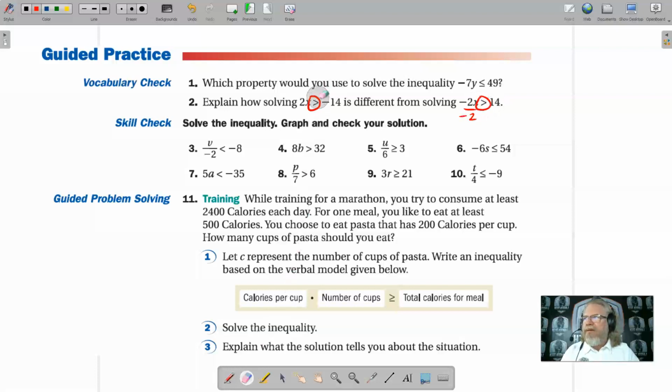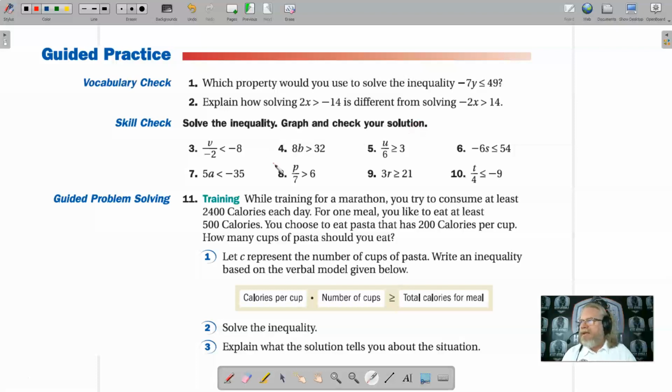So how the two of these would be different is that the first one, the sign would remain the same because we don't have to multiply or divide by a negative. However, on the other one, we would have to flip the sign because it would involve dividing by a negative. On the skill check, solve the inequality and graph and check your solutions. And we know about graphing and checking solutions because we've done this before in other activities.